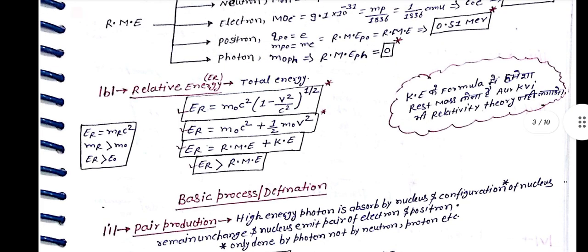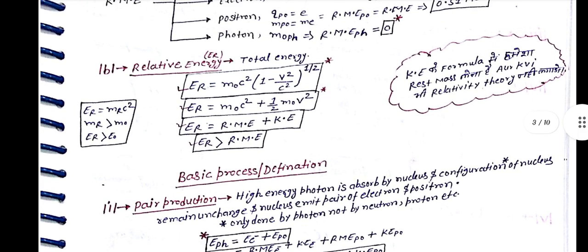Relative energy plus that is total energy. So ER is equal to MOC square into 1 minus V square by C square into 1 by 2. Then we can add it. So ER is equal to MOC square plus 1 by 2 MOV square. ER is equal to rest mass energy plus kinetic energy, and ER is greater than or equal to the rest mass energy.